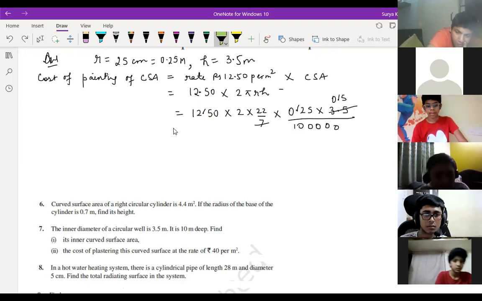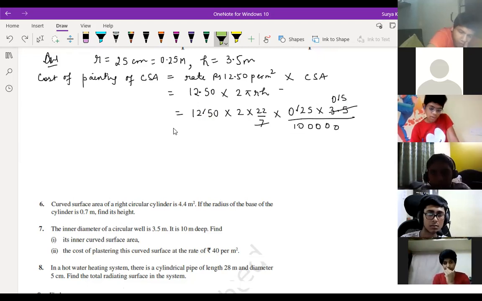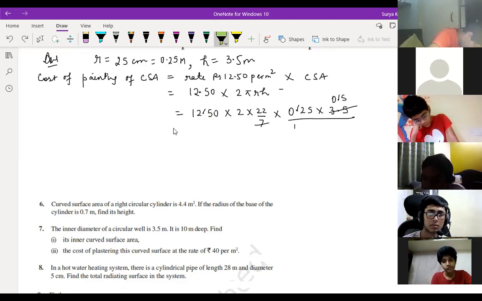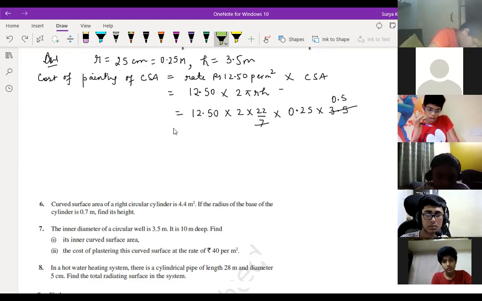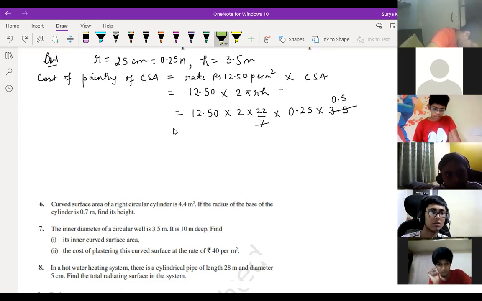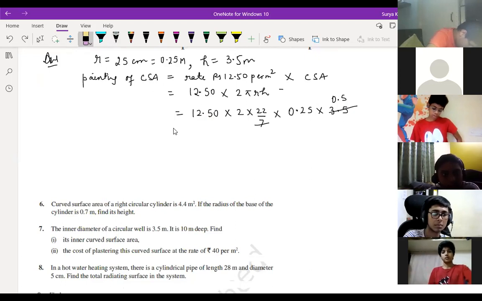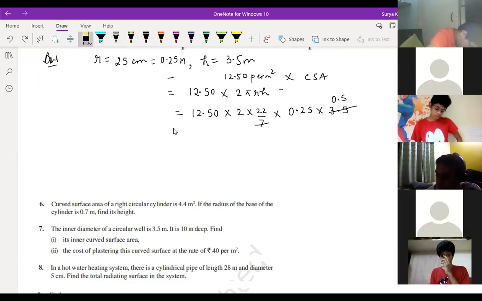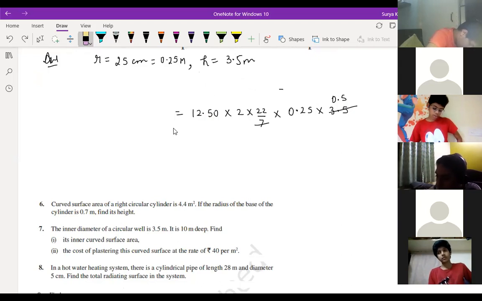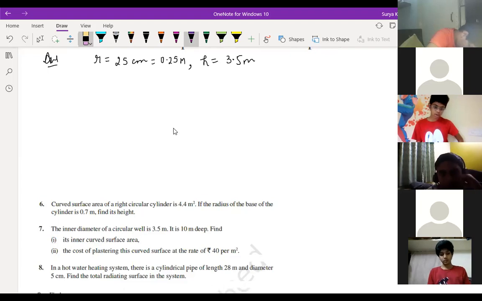Shall I do it in detail? What are you asking? Sir, I'm not understanding it. Okay. I'm just removing these points. Till now it's clear, Sai Ritvik? Yes, sir. No, sir. I understood until the cost of painting formula, then the rate part you are not getting, right? Yes, sir. Okay, fine. If you're not understanding, erase it completely. Don't do it in this method. Simply you find CSA. That is better.